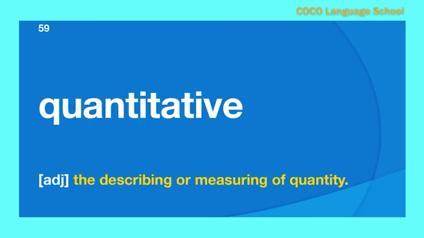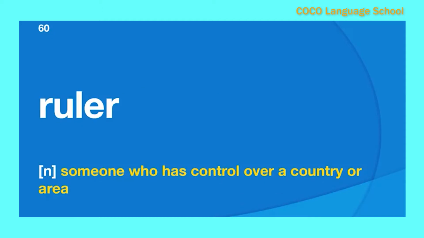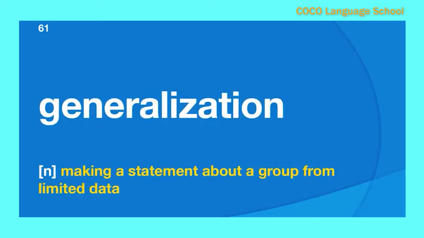The describing or measuring of quantity. Quantitative. Someone who has control over a country or area. Ruler. Making a statement about a group from limited data. Generalization.